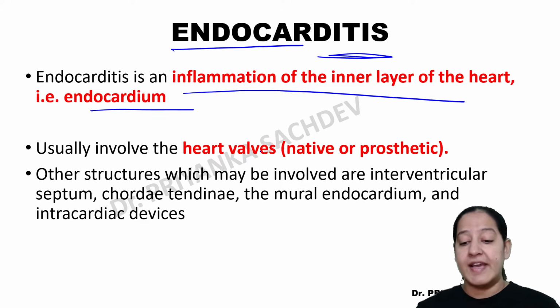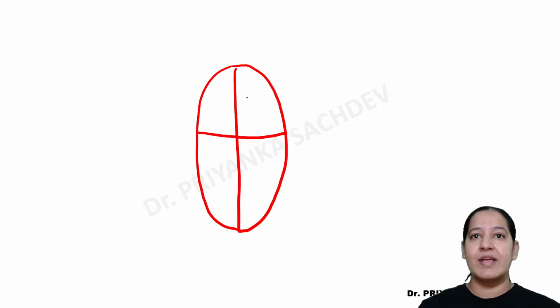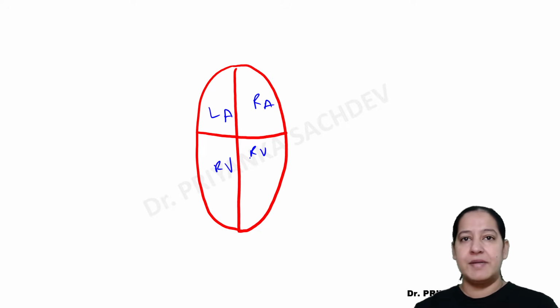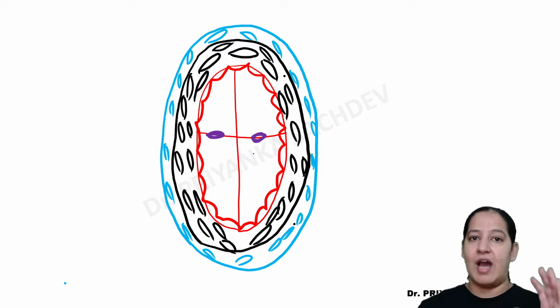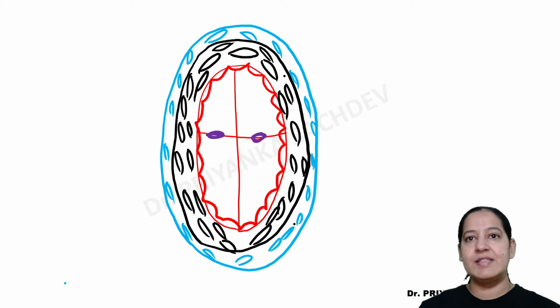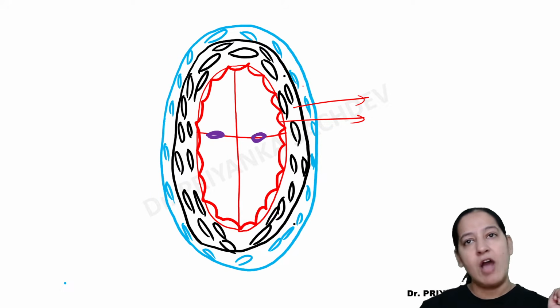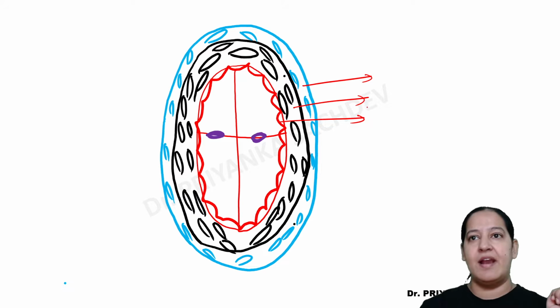We know that the heart has three layers. So this is the heart, you can see. These are the four chambers of the heart, on the right side and on the left side, the two auricles and two ventricles you can see here. These are the three layers of the heart. The red colored one is the endocardium. The black colored one is the myocardium, and the outermost blue colored one is the pericardium. So endocardium, myocardium and pericardium.